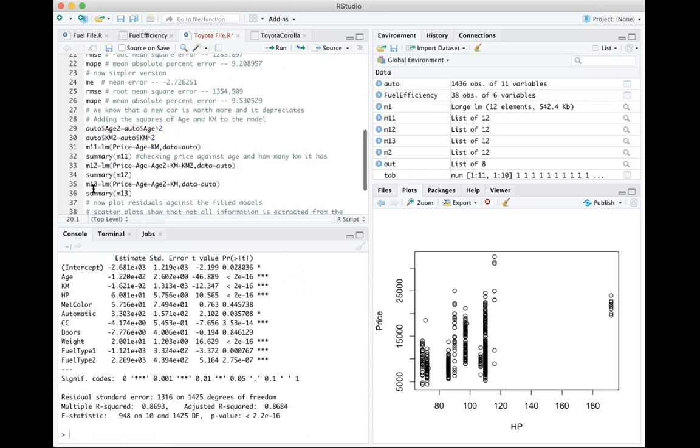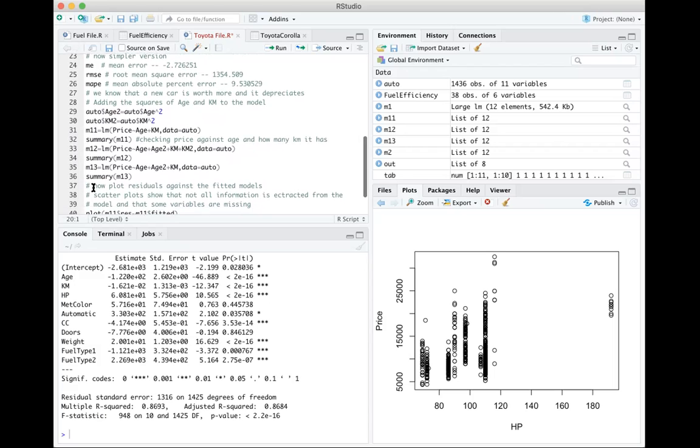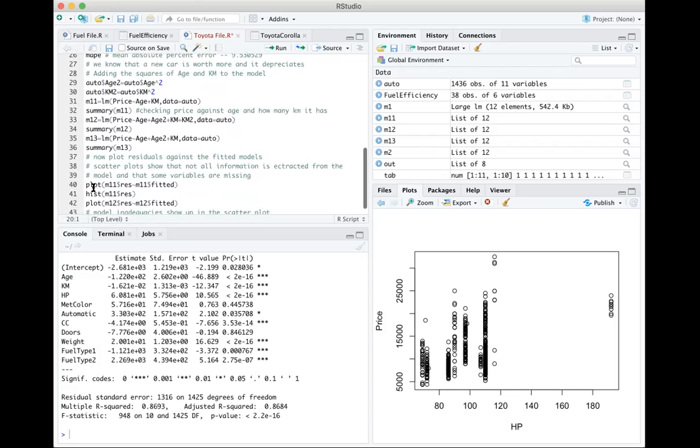Now we do the simpler version, which creates a mean error of -2.7, a root mean square error of 1354.5, and a mean absolute percent error of 9.53. You know that a new car is worth more and it depreciates, therefore adding the squares of age and kilometers to the model.